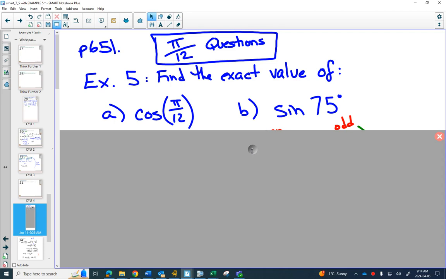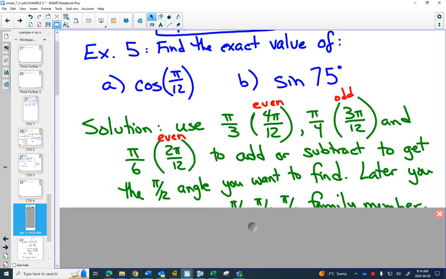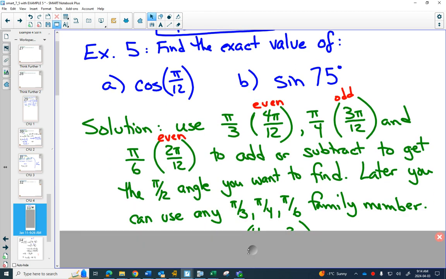So they start off like this: find the exact value. They're really easy to recognize when they're in radians, because they say cos of pi over 12. In degrees, not as easy, but if you changed it to radians, 75 degrees is 5 pi over 12. So our strategy for these: we have to use the pi families that we know from our pi plate, because these will be non-calculator questions, and they'll want you to find an exact value.